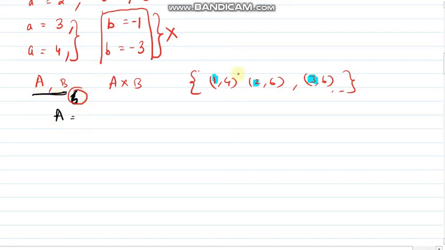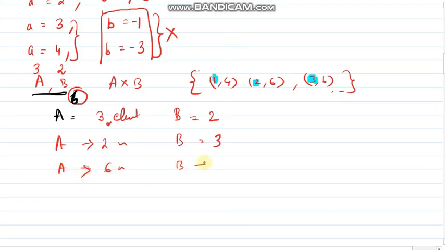So it can be that A contains 3 elements and B contains 2 elements. What are the possible ways? A contains 3 elements and B contains 2 elements, or A contains 2 elements and B contains 3 elements. Any other option? Yes, we have: A contains 6 elements and B contains 1 element. That is also an option. And A contains 1 element and B contains 6 elements. So just check, we have divided 6 using the prime factorization method, so I got all the factors.